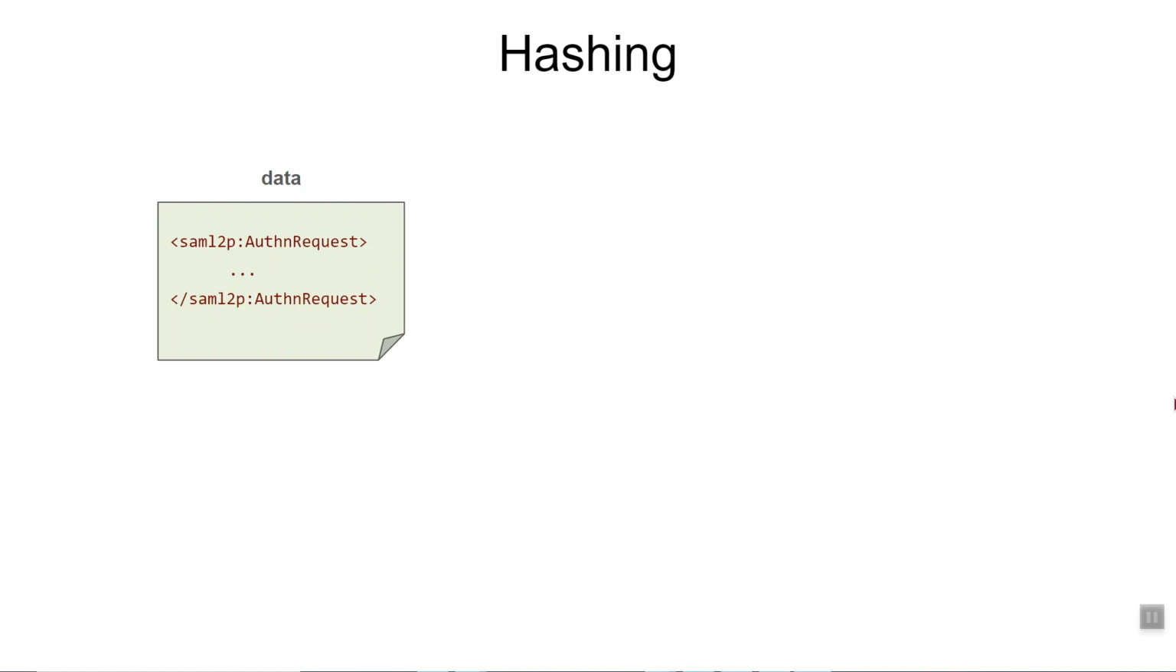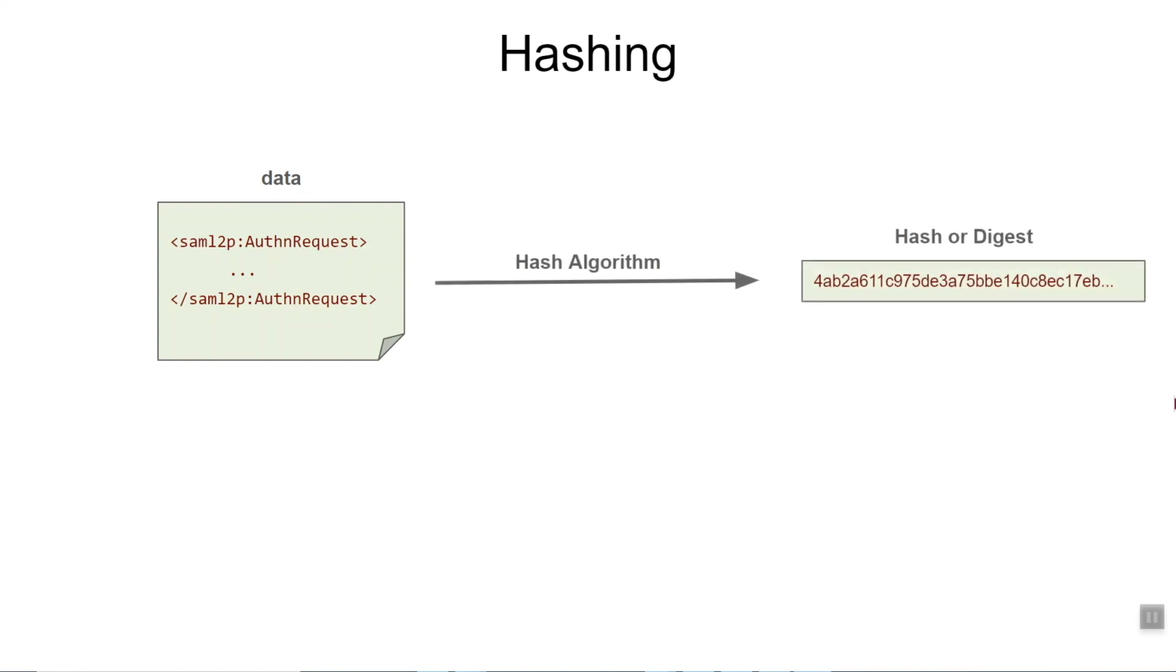So on the screen, you see some XML data. If you apply a hashing algorithm to it, you get the hash, a fixed size hash. But you cannot go from the hash to the data.